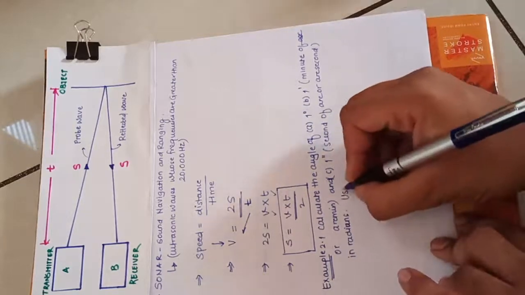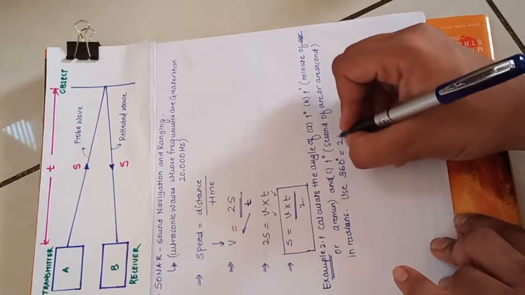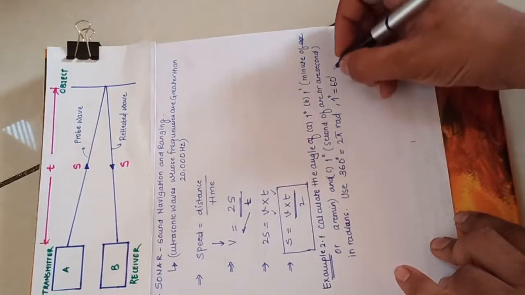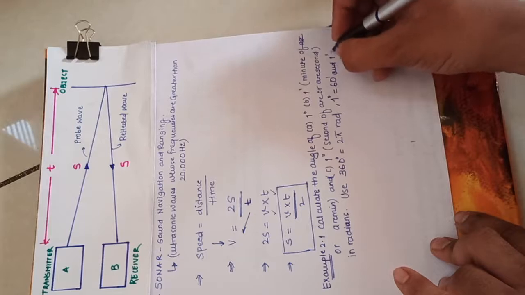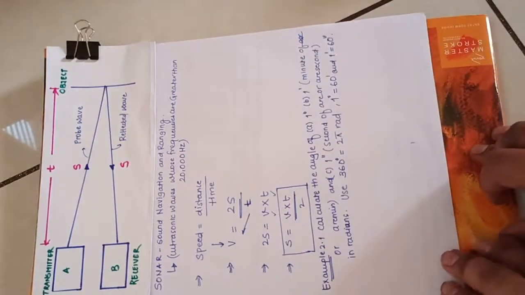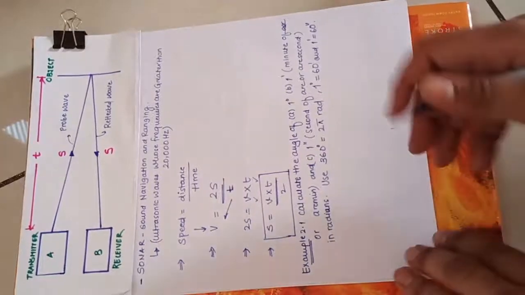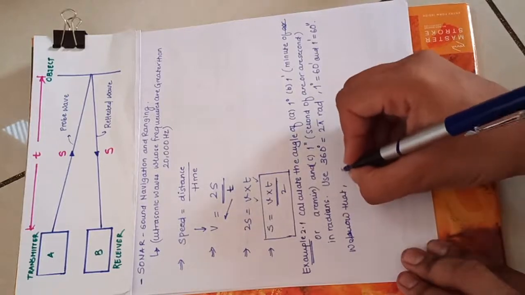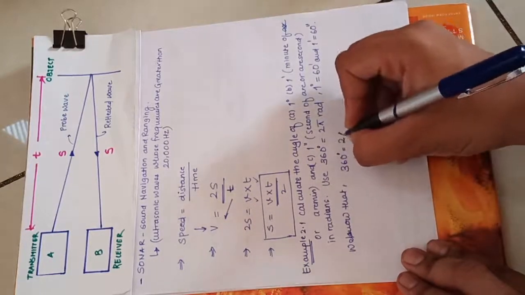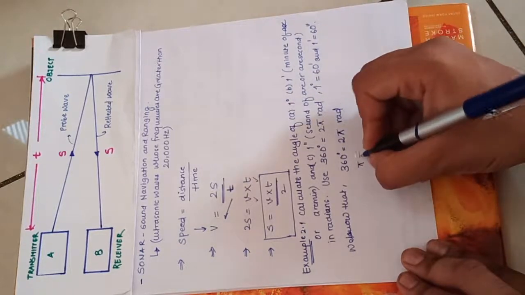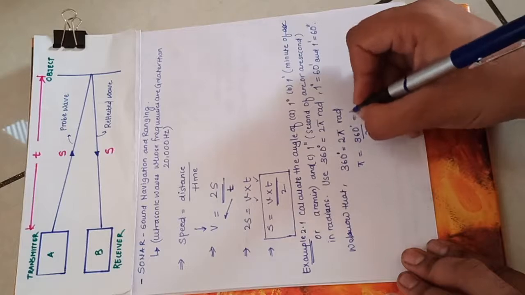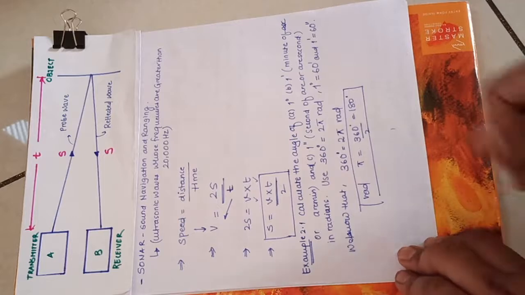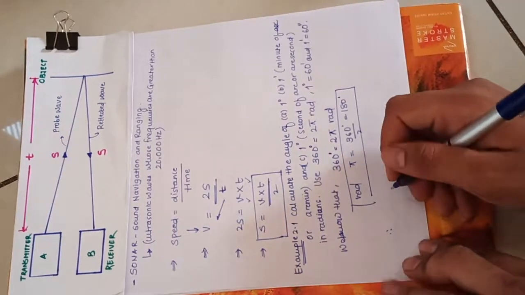Now they have told that you have to use this 360 degree. Everybody knows that is 2 pi radian. 1 degree is equal to 60 minutes, and 1 minute is 60 seconds. Is this clear? Now how will we use it? Very nice question. We know that 360 degree is 2 pi radian. From this I can write pi is equal to 360 by 2, that is 180 degree, or you can write it as pi radian. Yes or no? Clear?